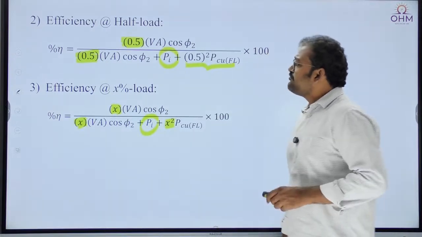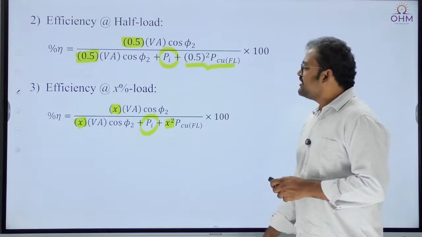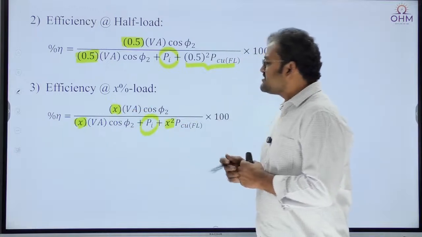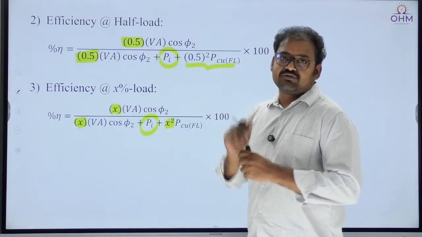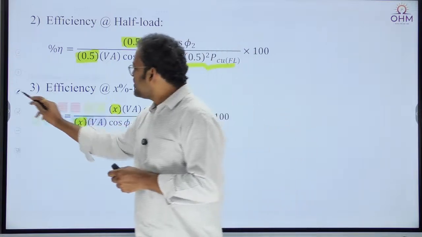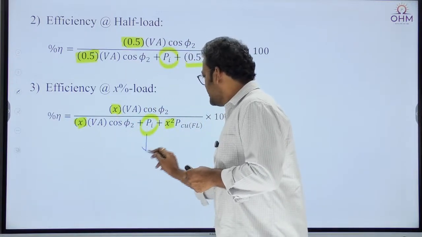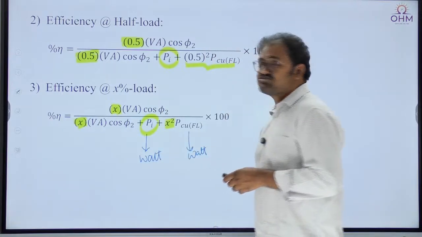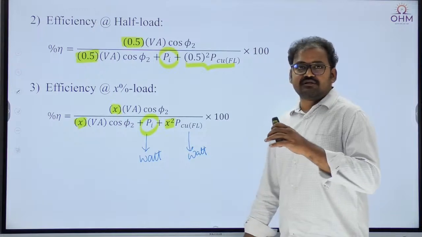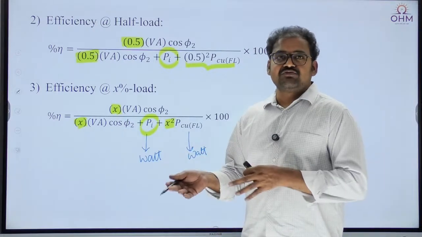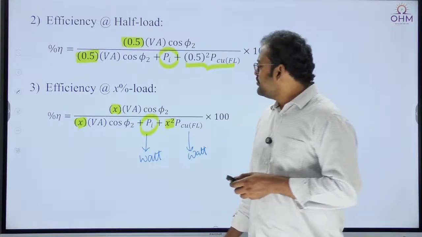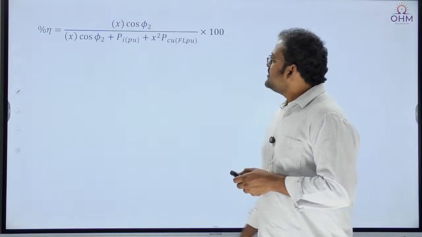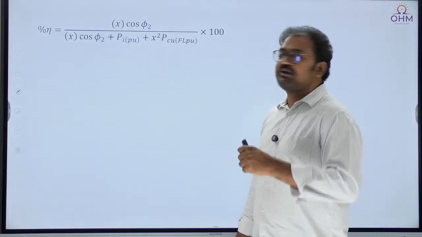Why? Because iron loss belongs to a constant loss. This is the general formula for efficiency at different loading conditions. And suppose you see all the values that I mentioned in this entire formula, they are actual values. That means this loss is in watt, actual power loss. Similarly, this is also watt. Okay, actual values. Suppose the question has per unit values instead of actual values, then what you do is take the VA rating common in numerator and denominator and cancel it. Then you will get the efficiency equation in per unit values.